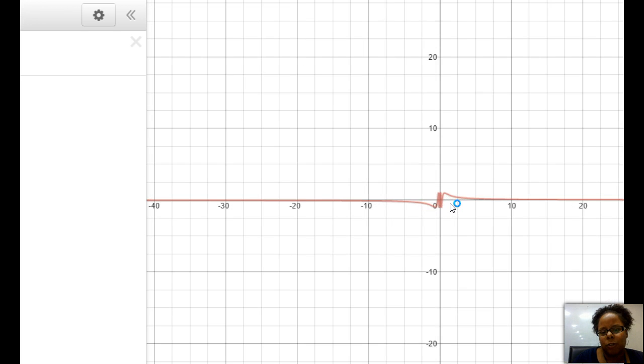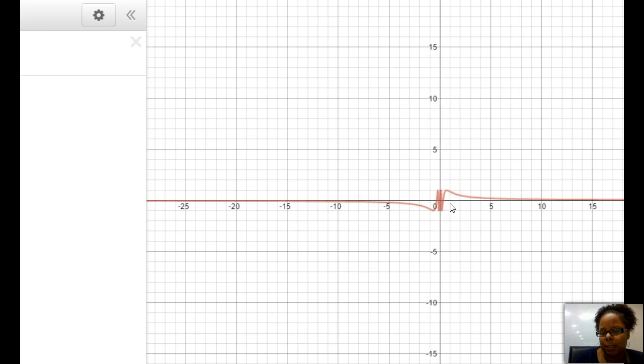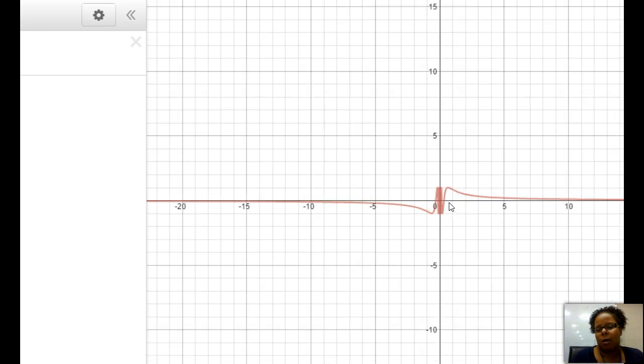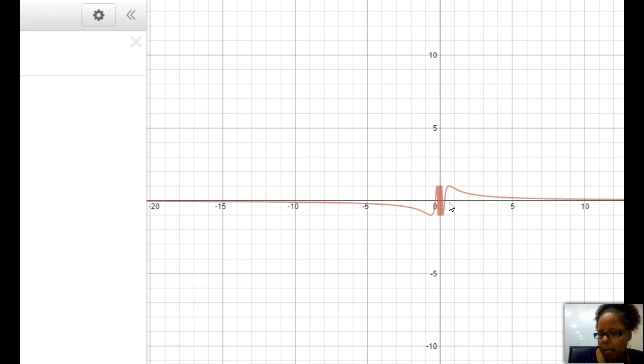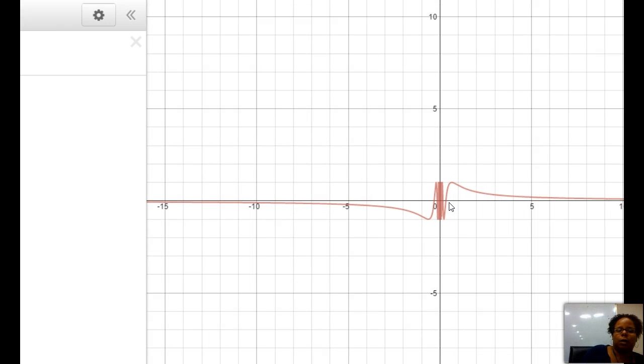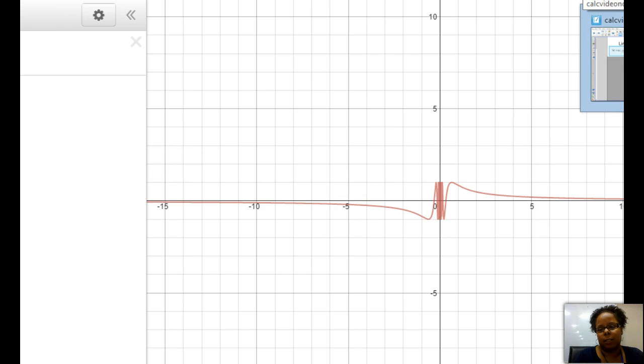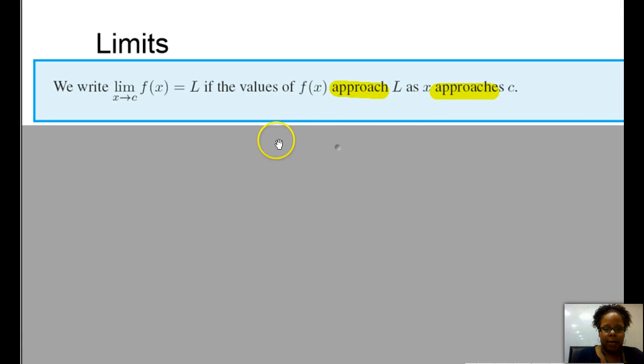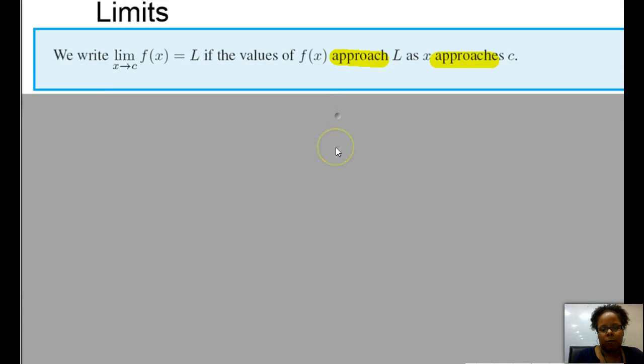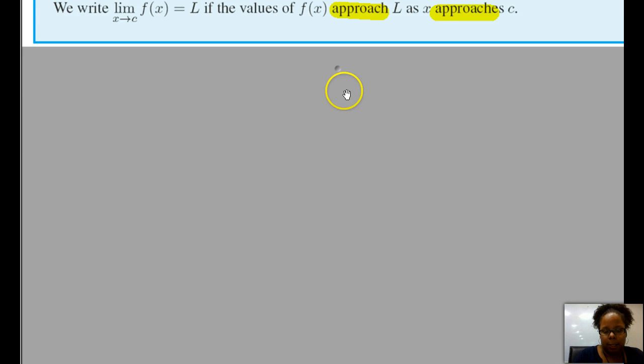Because as we zoom in closer and closer, what we see is that the function is actually oscillating back and forth, and there is no guarantee that as x gets sufficiently close to 0, f of x will get sufficiently close to 0. So we need a better definition, and the better definition is going to involve not the word approaches, but the word close. So let's see what that is.